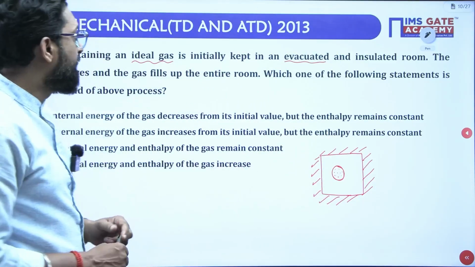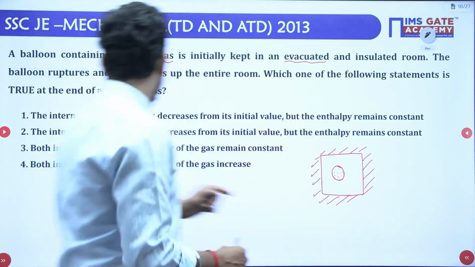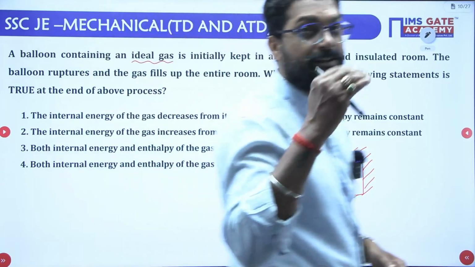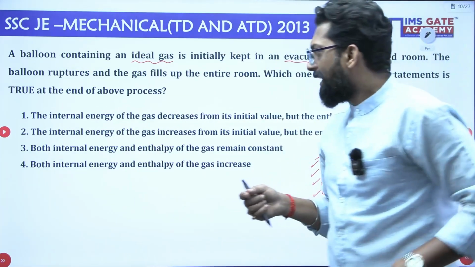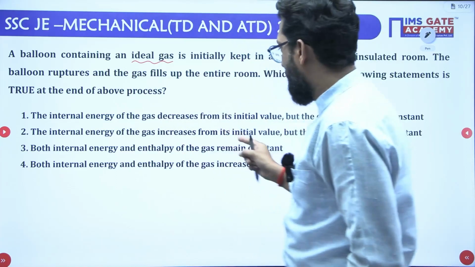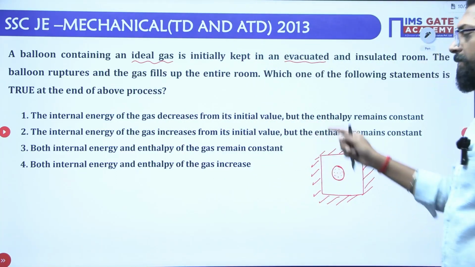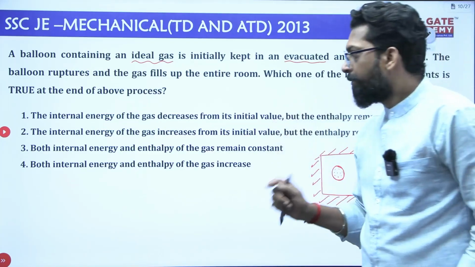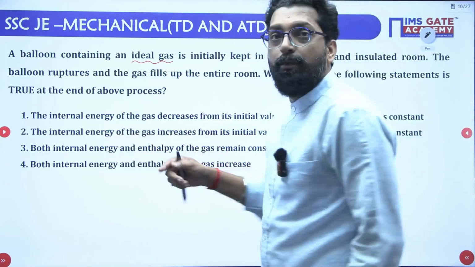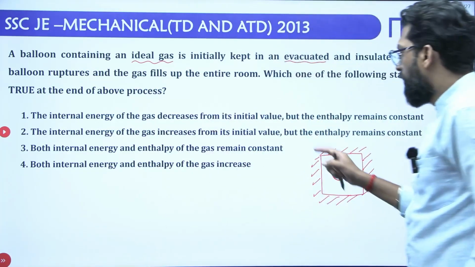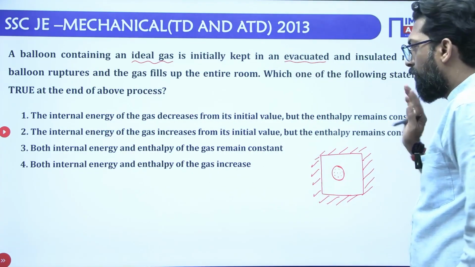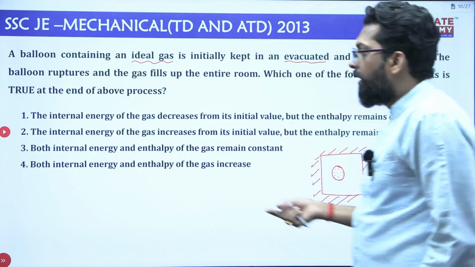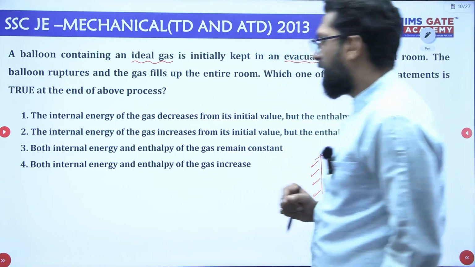Gas will fill the entire room. Which one of the following statements is true at the end of our process, that means at state point 2? The internal energy of the gas decreases from its initial value, that means its internal energy reduces and the enthalpy remains constant. The internal energy of the gas will increase finally in the room, but the enthalpy remains constant. Both internal energy and enthalpy remain constant. Both internal energy and enthalpy of the gas increase.